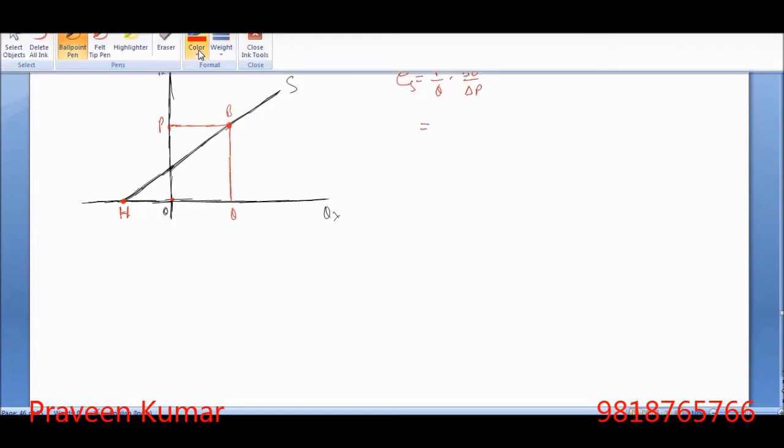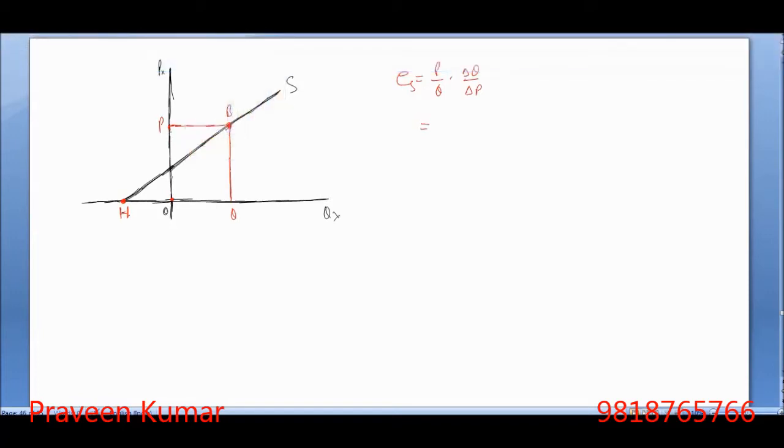Let me mark it with the blue color. This is the price. This is the price OP, and quantity is again OQ because we will have this much quantity only, OQ.